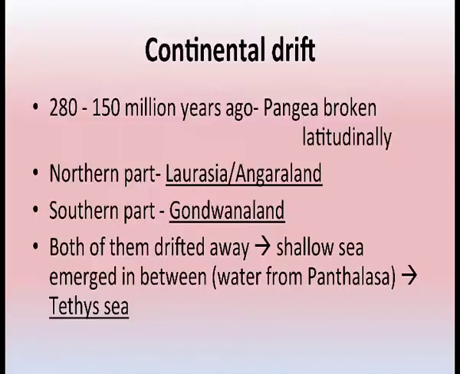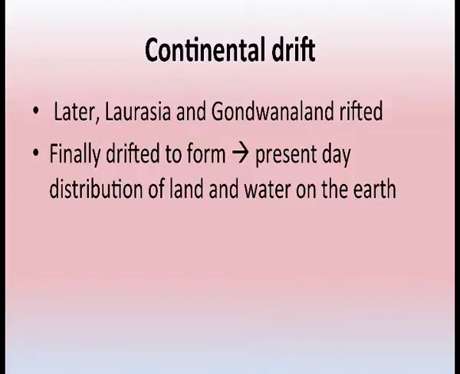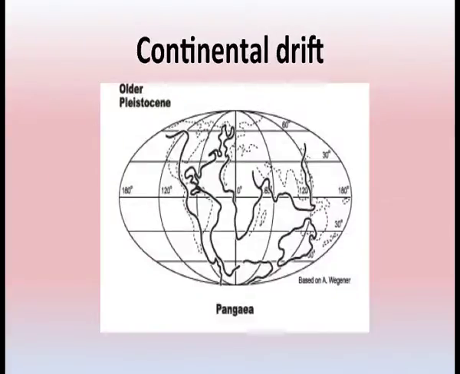Water from Panthalassa seeped in, and then this shallow sea was formed in between the northern and the southern landmass, or the Laurasia or Angara land and the Gondwana land, and this was known as Tethys Sea. As you can see in the picture also, they are moving apart and gradually Tethys was formed. Later, Laurasia and Gondwana land further rifted apart and finally drifted to form the present day distribution of land and water on the earth's surface. As you can see, further there is rifting and drifting of the land masses in the picture.